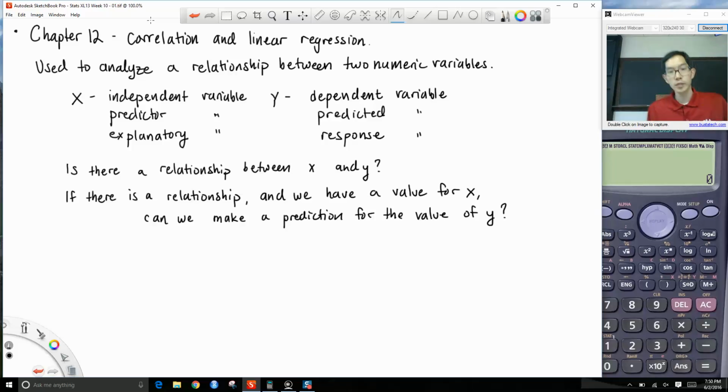Okay, and so as we look at relationships between x and y, as far as this class goes and as far as regression goes, we are going to just learn linear regression. Okay, linear regression means the relationship between x and y can be explained with a single straight line. Okay?